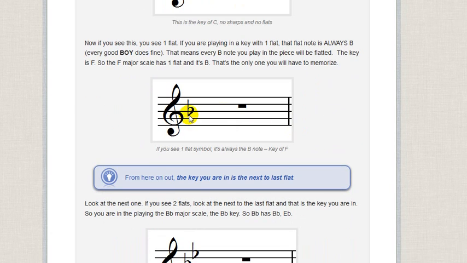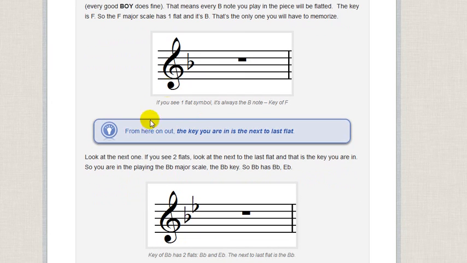Now if you see one flat, that's always going to be B flat. Alright? So what could it be? F. It could be the flat key, B, F. Alright? And that's it. If you see one flat, it's always going to be B flat. Now, the trick to use here is from here on out, you'll have to memorize this. B flat equals the key of F.